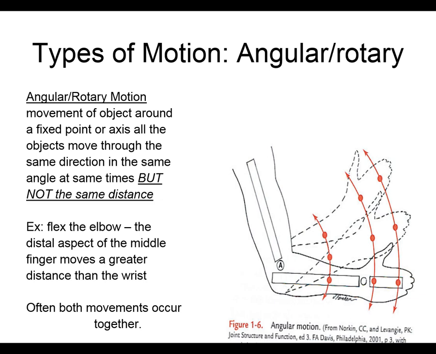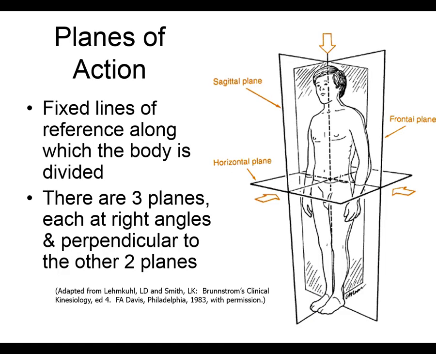Okay, planes of action. Here we are going to just go over this pretty quickly. These are fixed lines of reference along which the body is divided. There are three planes, each at right angles and perpendicular to the other two planes. So if you took any math classes, this may spark some memory, but here we are going to talk about it in reference to the human body.